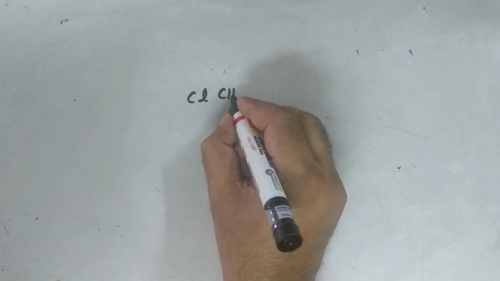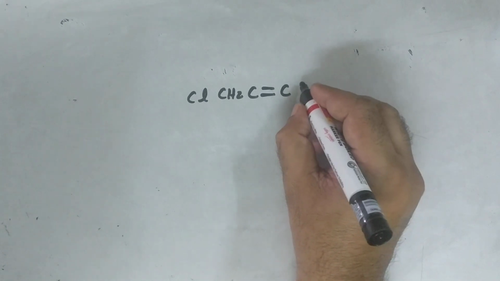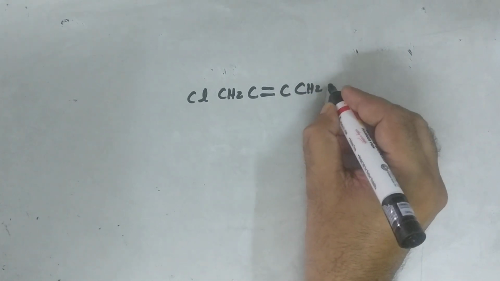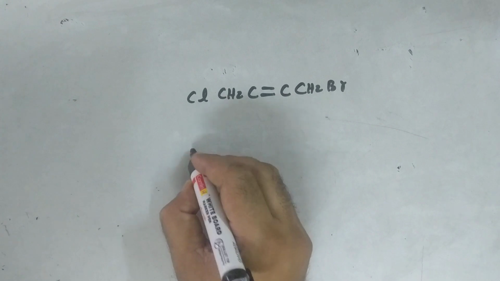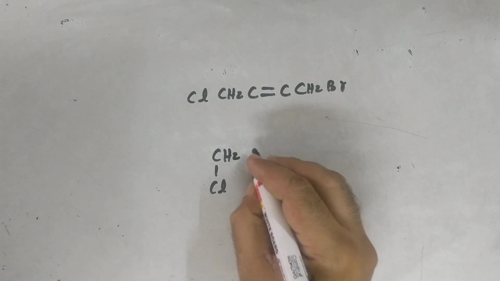Cl, CH2, C, a double bond, C, CH2, Br. This is in fact an allylic halide, CH2, Cl. This is an interesting example.